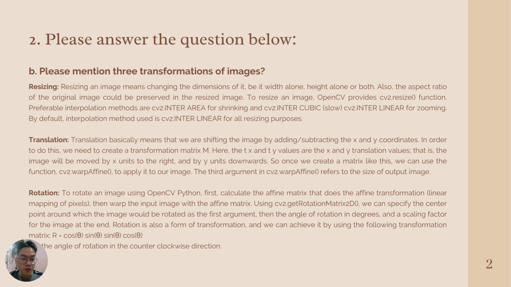Rotation is also a form of transformation, and we can achieve it by using the following transformation matrix, which is R equals cos sin, negative sin cos. Theta is the angle of rotation in the counterclockwise direction.